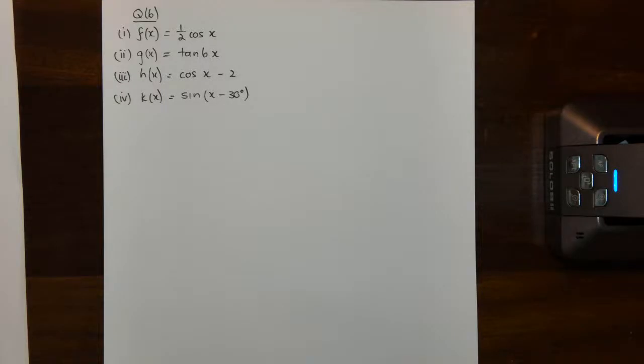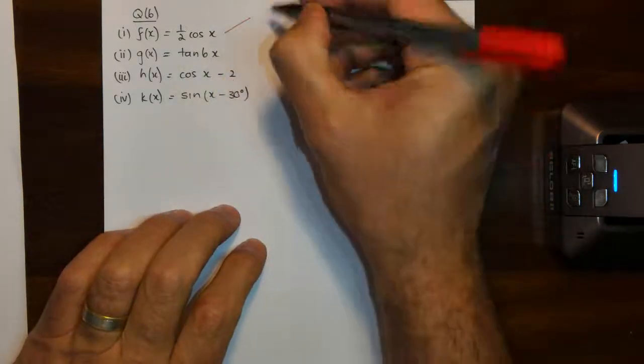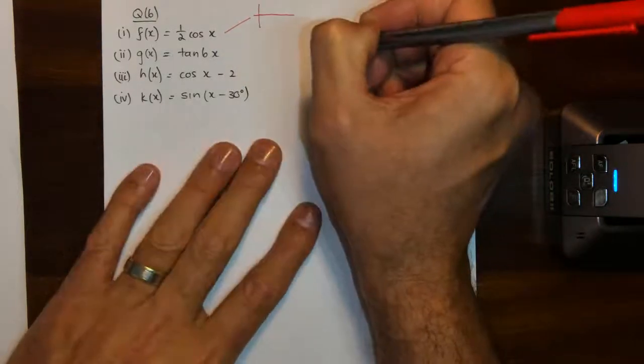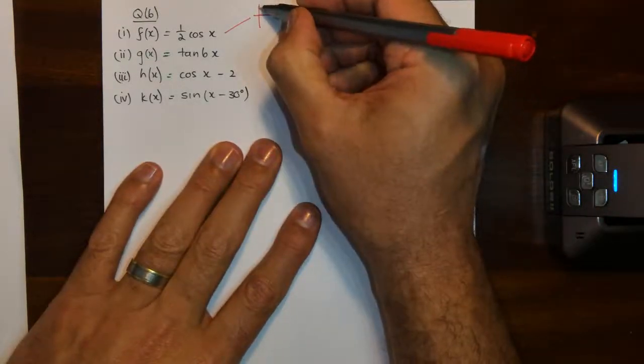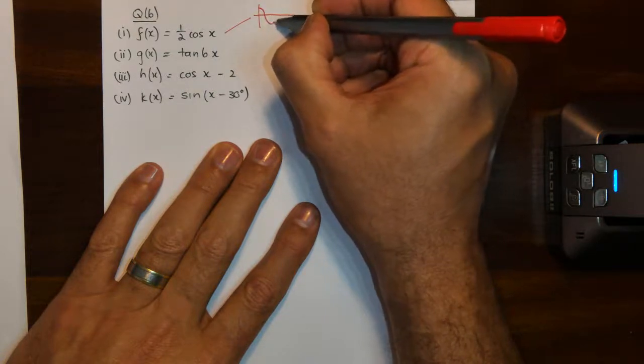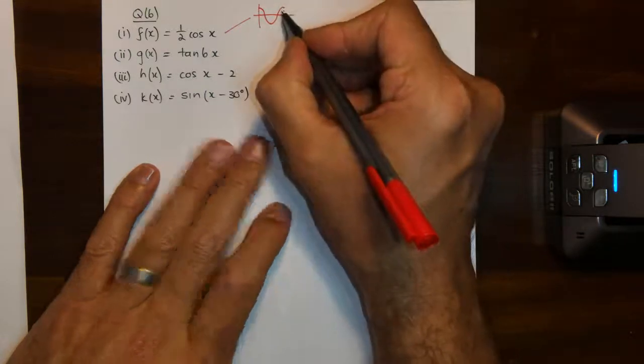Okay, let's have a look at question 6. Now question 6, we gave you a few trigonometry graphs, and before you even start, let us bring up the mental images again. For f of x, you know from previous years of trigonometry, cosine starts at 1, goes through 90, minimizes at 180, goes through 270, and then reaches a maximum again at 360.